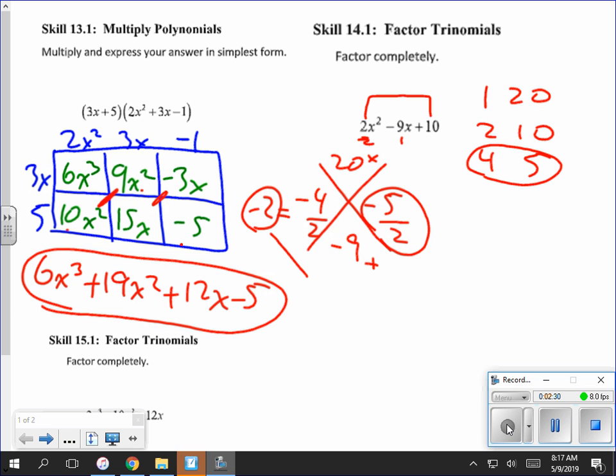For this one, it's x minus 2. And for this one, it's 2x minus 5. My denominator for the 2, my numerator for the minus 5.